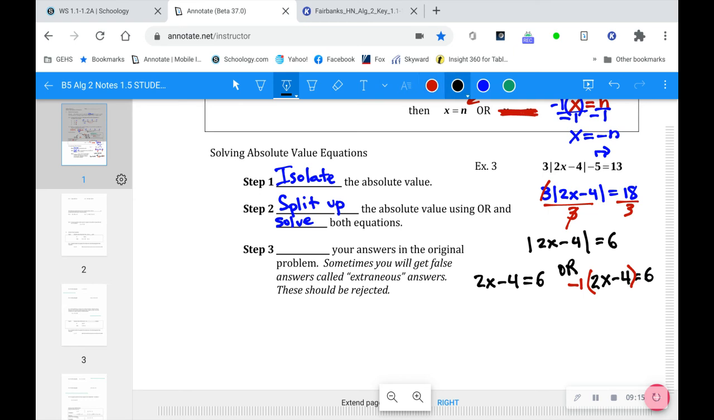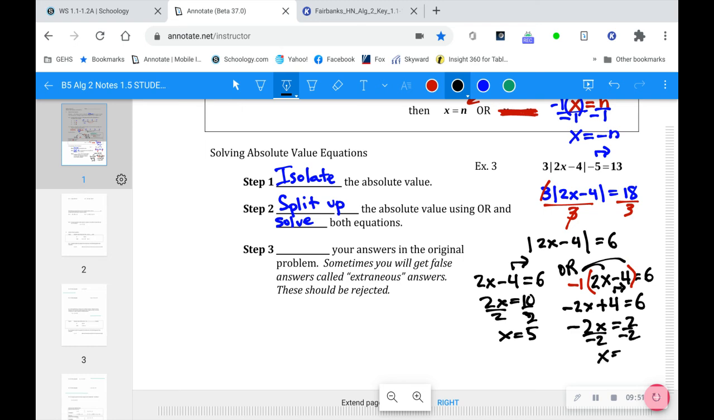So we'll solve the first one over here first. That gives us 2x equals 10 when we add 4 to both sides. And we'll divide by 2 here. And that'll give us x equals 5. On the other one, now that we do have parentheses, we'll distribute. Subtract 4 from both sides. And divide by negative 2.